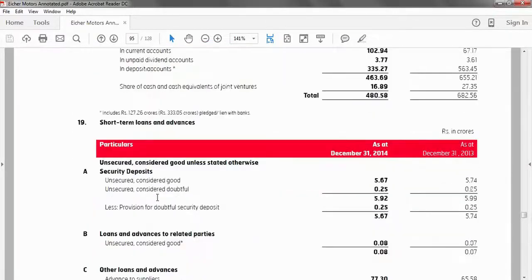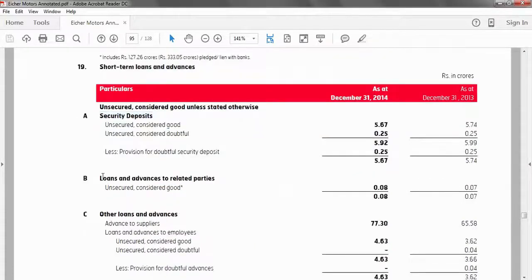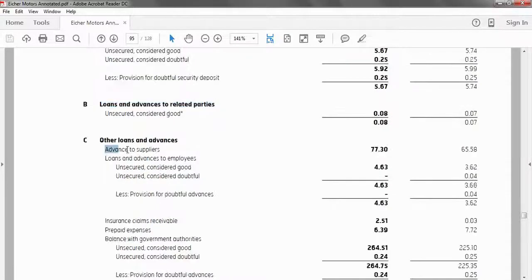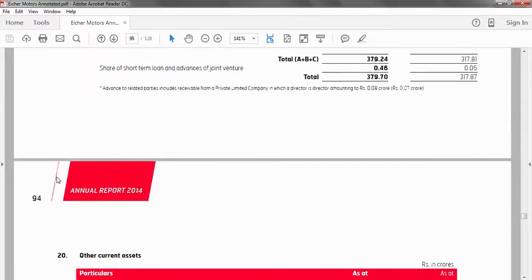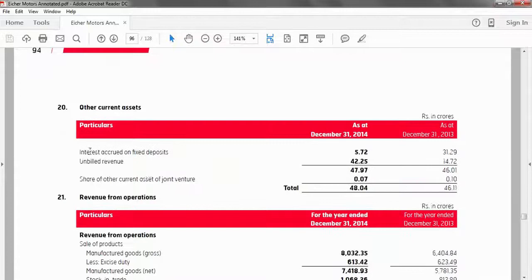And then you have cash and cash equivalents, short-term loans and advances, any security deposits that you have given, any loans to related parties, similar group companies, loans given to those, any advances given to suppliers, etc. will come under other loans and advances, right? And then you have unbilled revenue, interest accrued on current assets, on fixed deposits, etc. All that would be a part of other current assets.